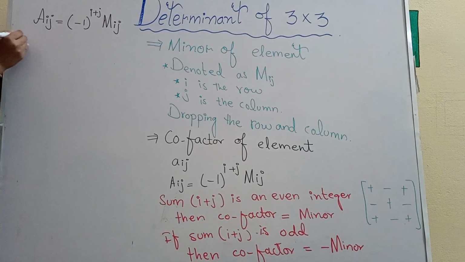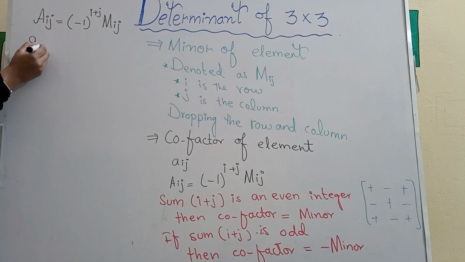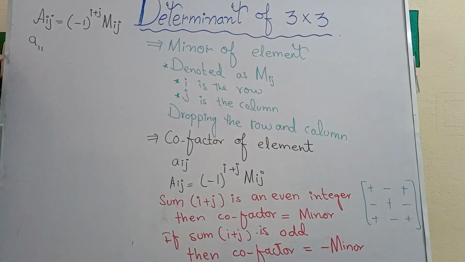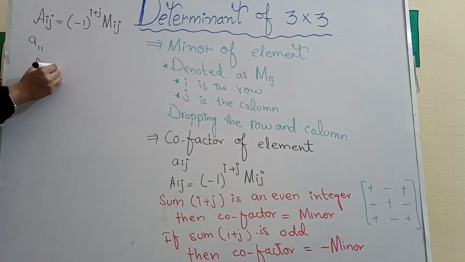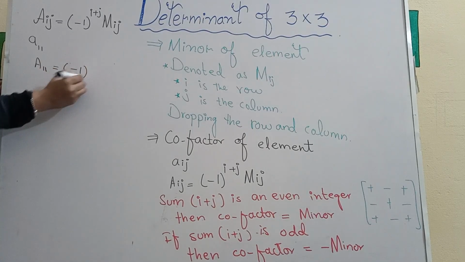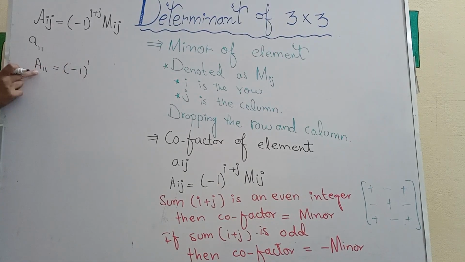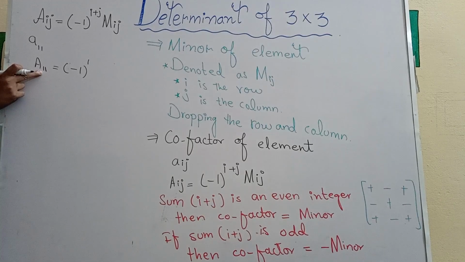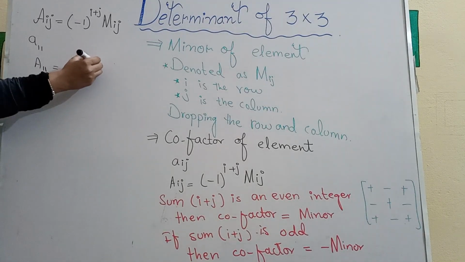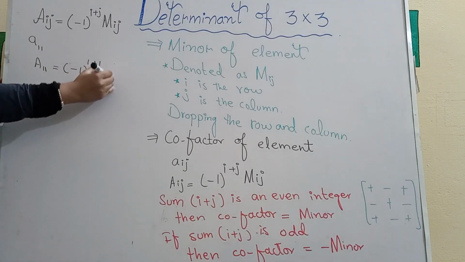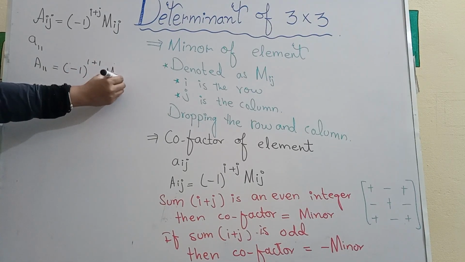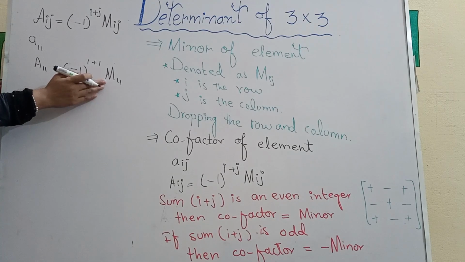Suppose I have taken 1 1. It is the simplest example. So that is the element, that is the first element of a matrix. So we are going to find the cofactor, that is A11, which is equal to -1 as per the formula. And here the value for the row is 1 and the value for the column is also 1, and then we have to write the cofactor, minor.